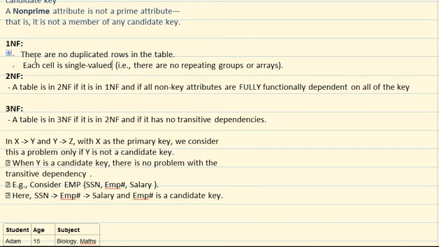All right. So the first rule about 1NF, the first normal form, is that there has to be no duplicate rows in the table. Also, each cell has to be single valued, or as they say, atomic values. Sorry about the spelling error. So the values have to be atomic.